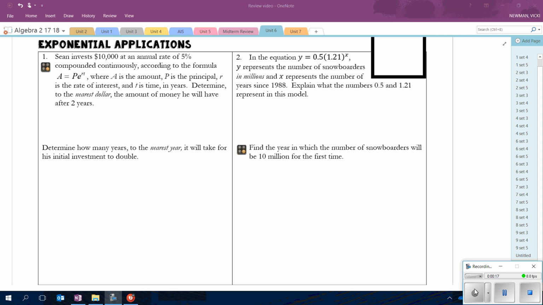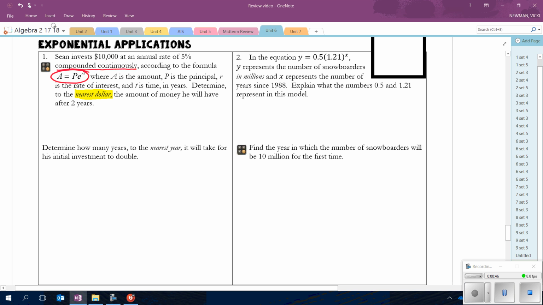So we've got Sean. He invests $10,000 at an annual rate of 5%, compounded continuously. You need to know that if the words compounded continuously are used, it's the A equals Pe^(rt) formula. This tells you A is the amount, P is the principal, r is the rate of interest, t is time in years. Determine to the nearest dollar the amount of money he will have after 2 years. Nearest dollar. I'm going to make sure we do that.